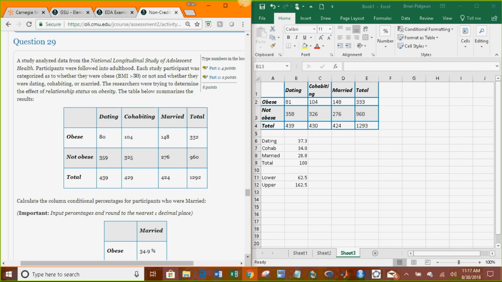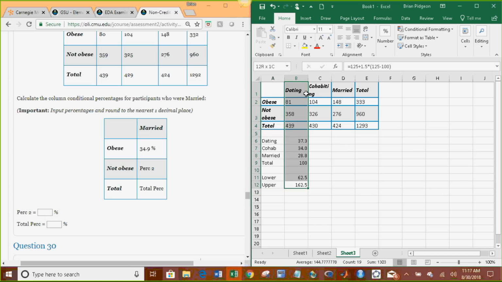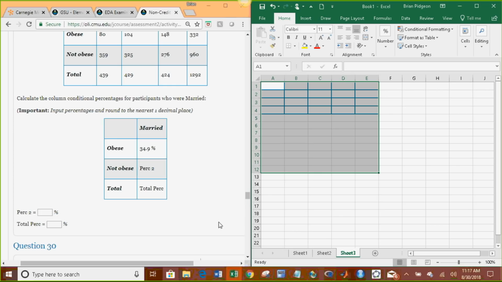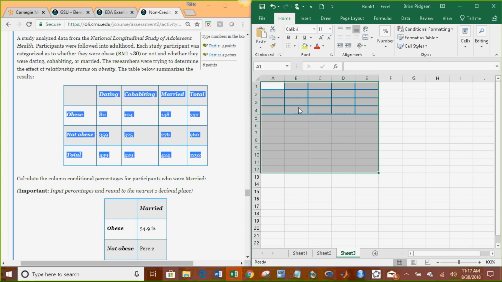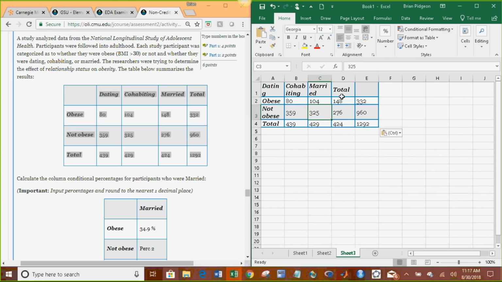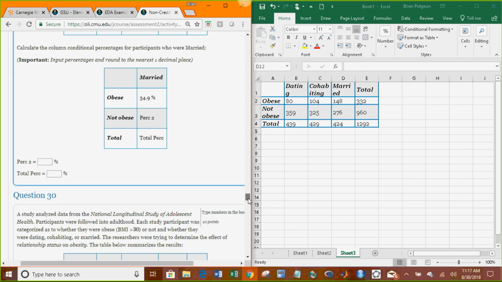Okay. Calculate the column percentages. Okay, so it's kind of the same question as before, but now we're doing the column percentages. Let me clear Excel. Let me go ahead and copy this table into Excel. Remember, the first row is probably going to be shifted. Yep. Scoot it over. So we want to be column percentages. So for married, for obese, so we're looking at the percentages given that you're married.